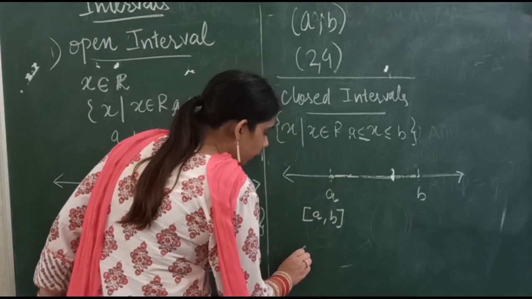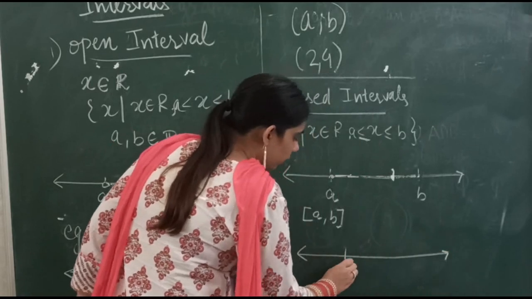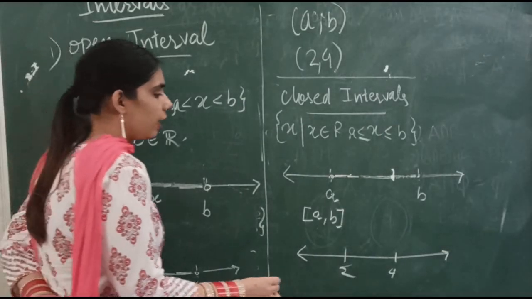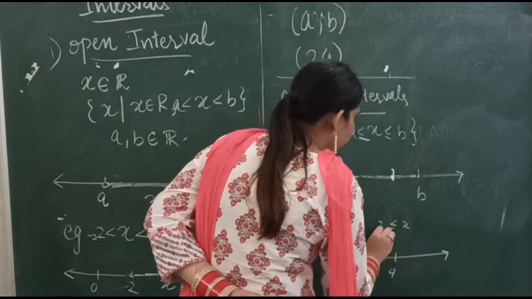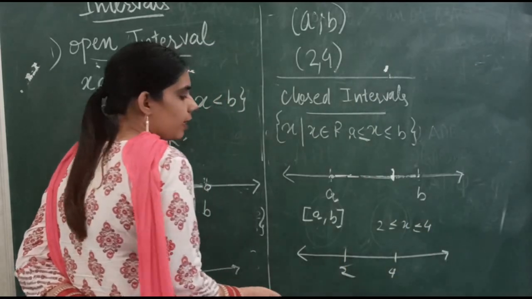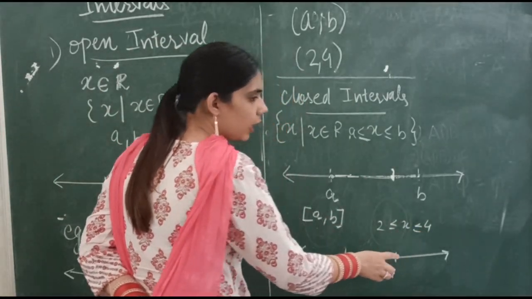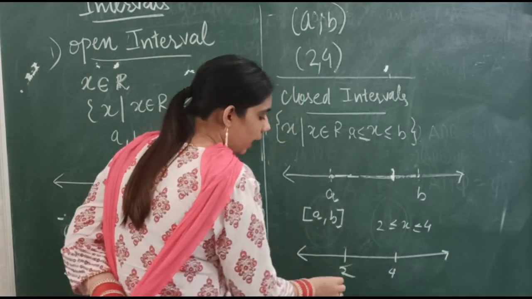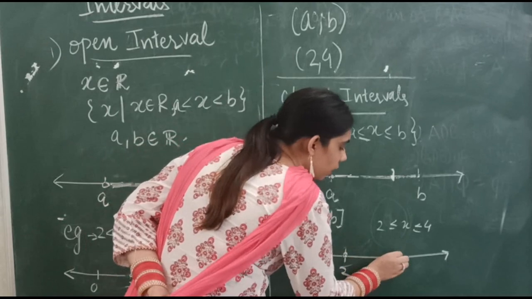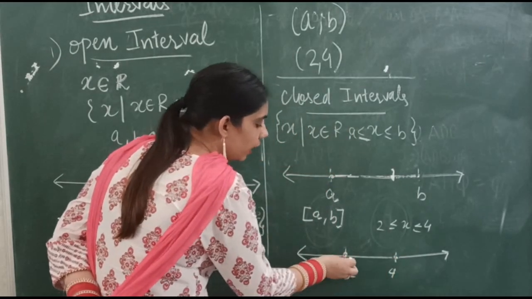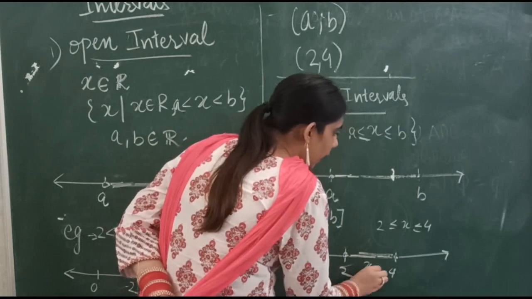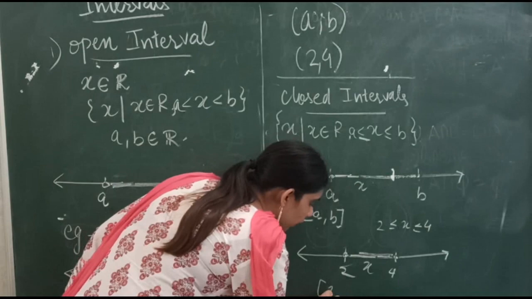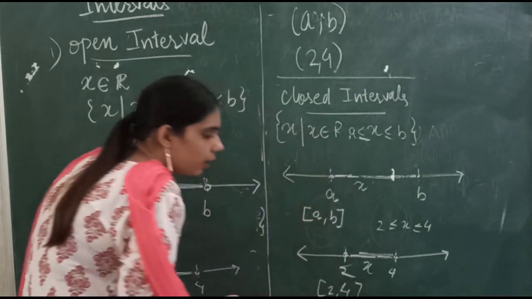For example, if I take this same example and say that x is greater than or equal to 2 and less than or equal to 4, I will just make a solid or closed hole here. I will just bold this line and write x here. This will be my representation. And when I have to represent it as a set, I will represent it like this.